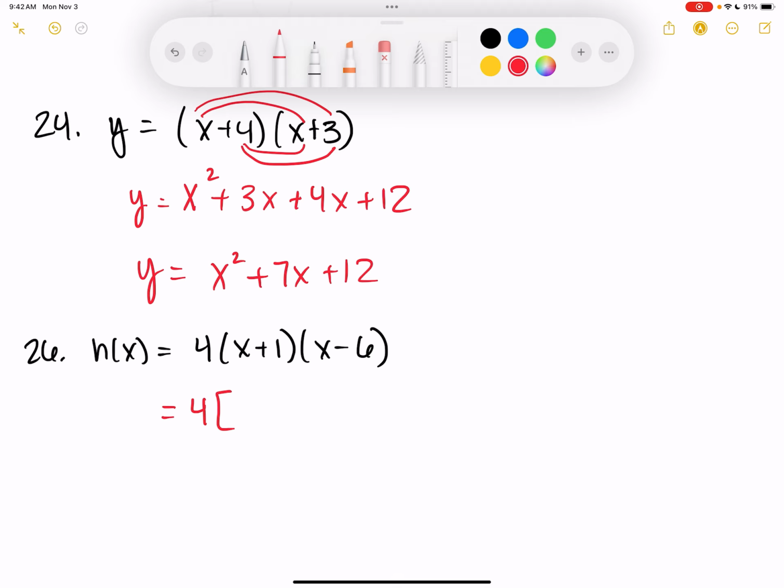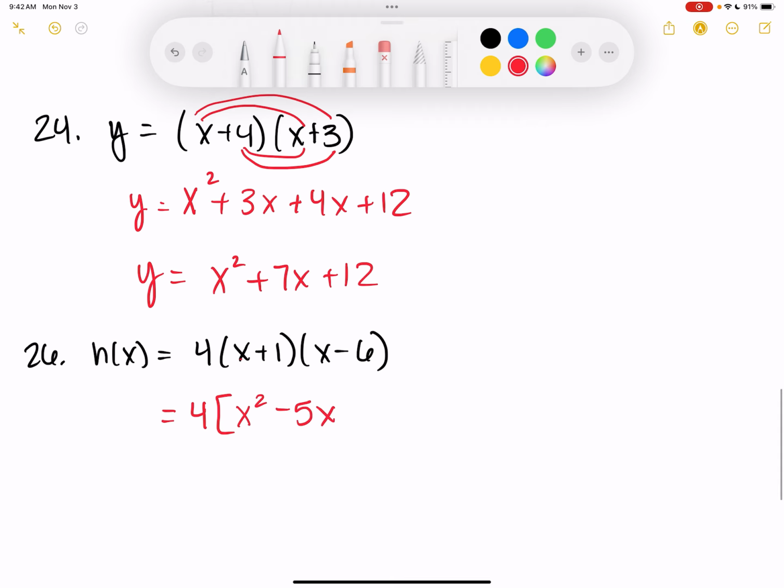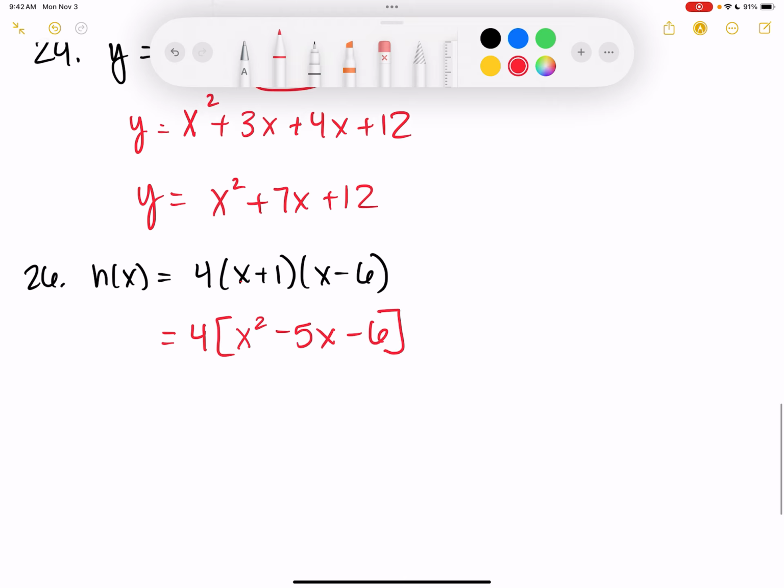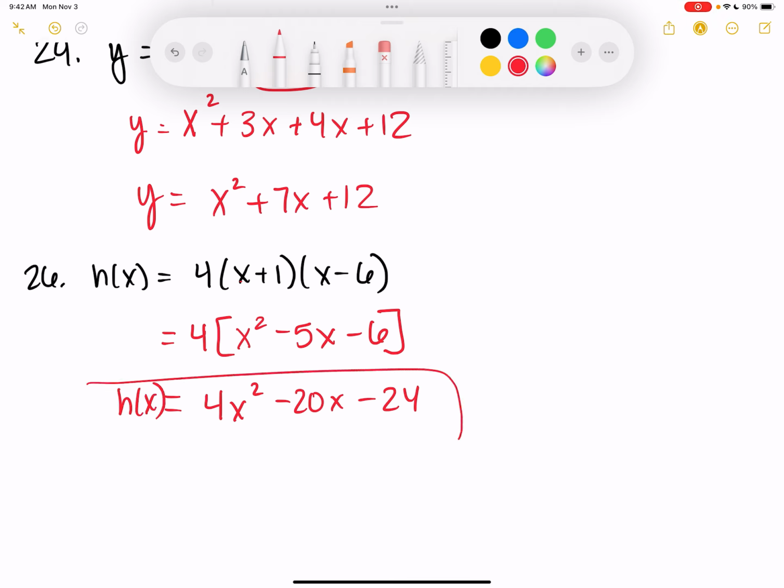So I have x squared. Then I have minus 6x plus x, so that's minus 5x. And then 1 and negative 6 is negative 6. And then you just need to multiply by the 4. So we've got 4x squared minus 20x minus 24.